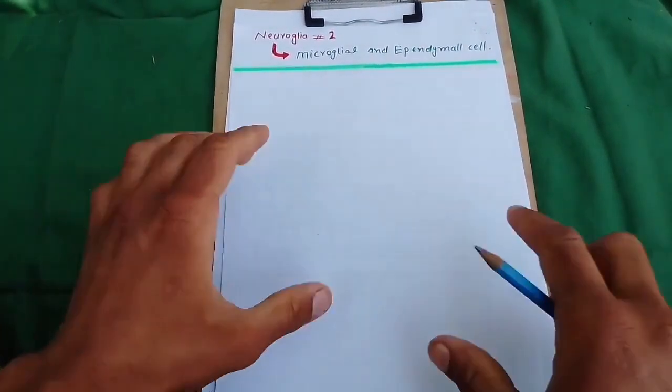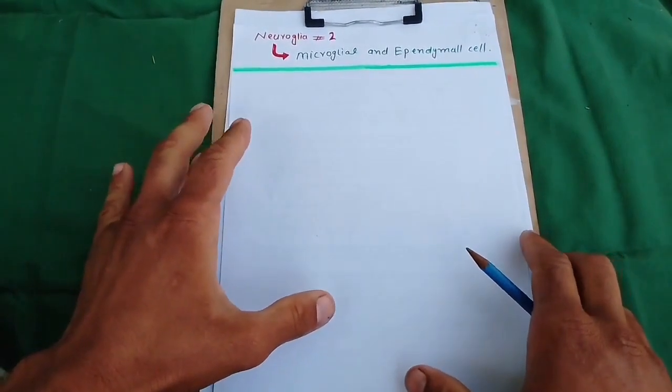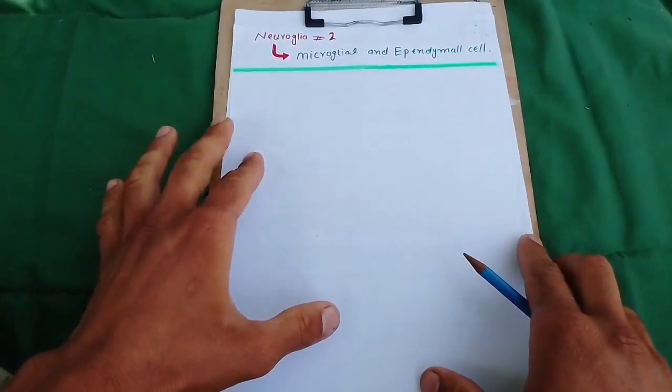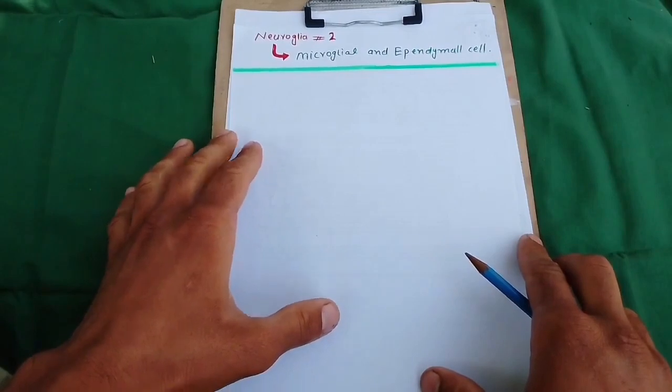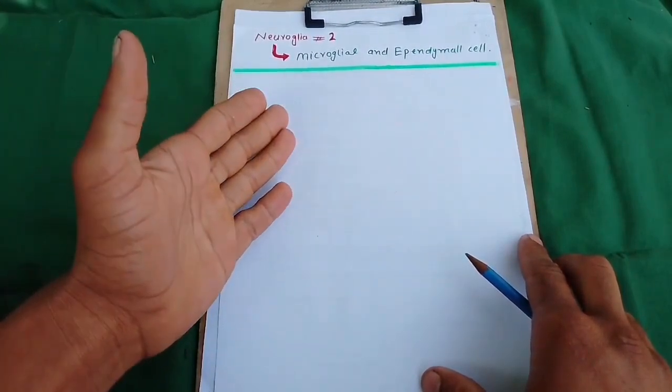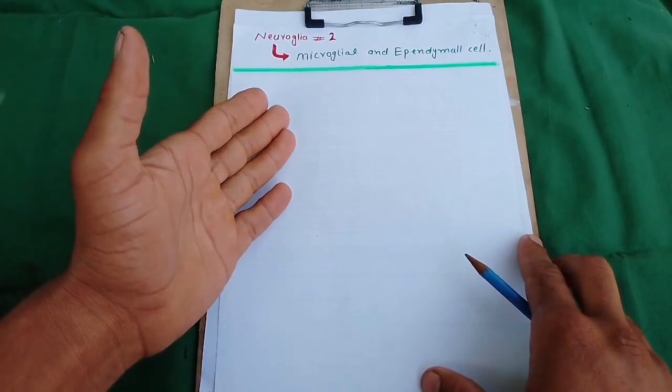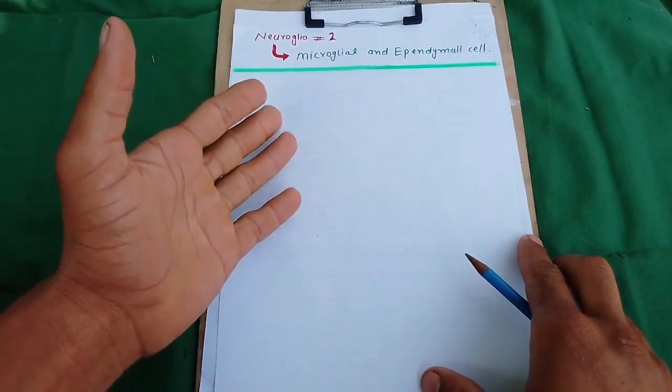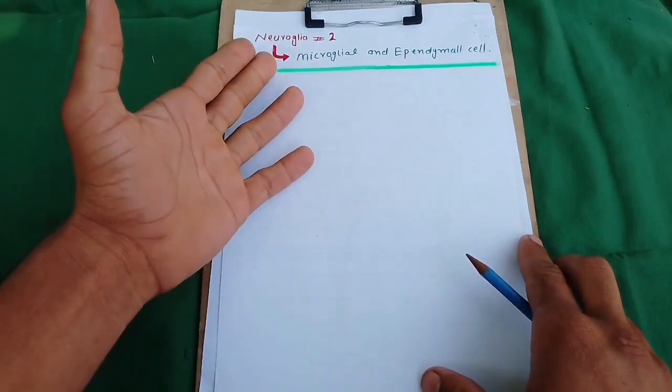Today we are going to talk about microglial cell and ependymal cell. What is microglial cell? What is ependymal cell? Microglial cell and ependymal cell are the types of the neuroglial cell, or glial cell. This is topic number 2, after topic number 1.